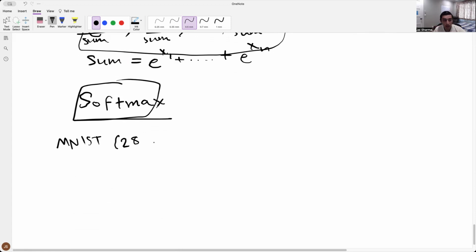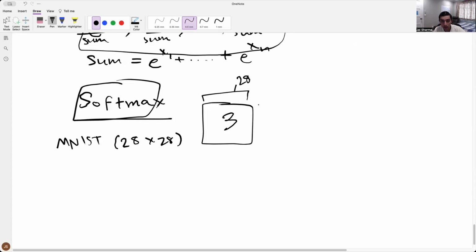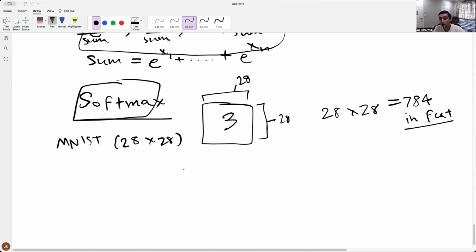It's a 28 by 28 pixel grid, where this is your pixel grid, this is your number, a handwritten digit, right? There are 28 pixels in this way, and then 28 pixels this way. And then 28 times 28 is equal to 784. So in total, you have 784 input features, right? And each of these is a pixel brightness, right? So you have 784 inputs.